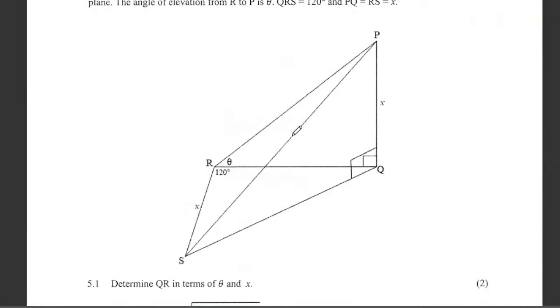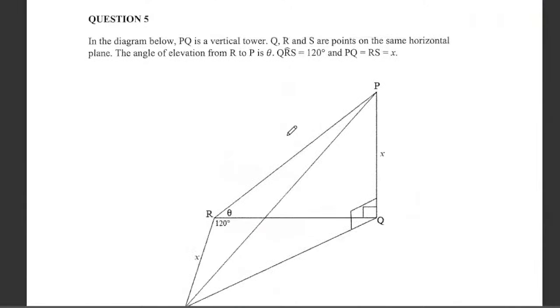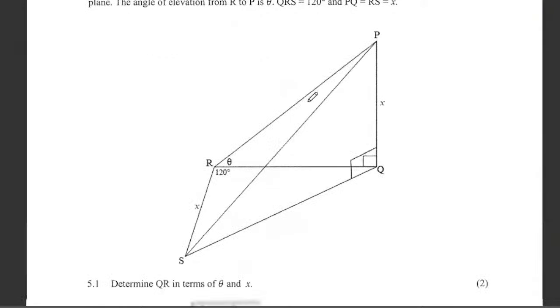Question number 5, which will be the trig rules. In the diagram below, PQ is the vertical tower, and Q, R, S are points on the same horizontal plane. The angle of elevation is theta, and the two x's are equal. Can we determine QR in terms of theta and x? Where is QR? QR is here.